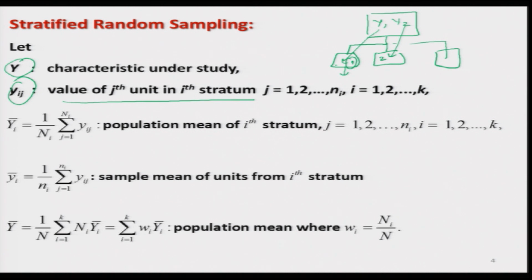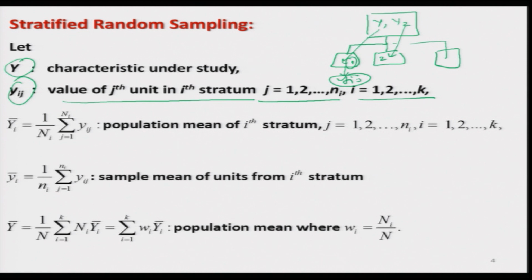So, this j will go from 1 to Ni, where Ni is the number of observations drawn from the ith stratum. Here is our sample: somewhere it will be yij, and the second subscript tells whether this unit belongs to stratum 1, stratum 2, or stratum k. So, yij denotes the value of the jth unit in the ith stratum.